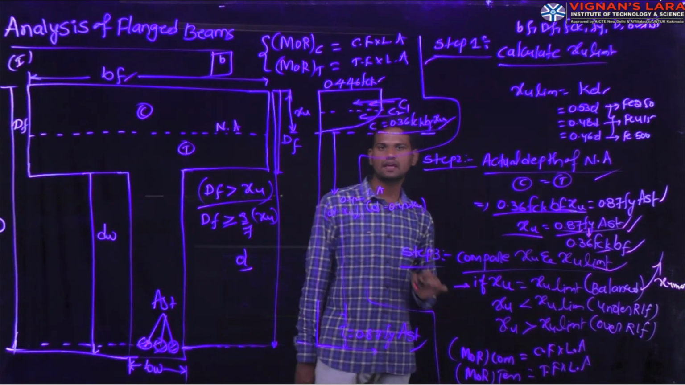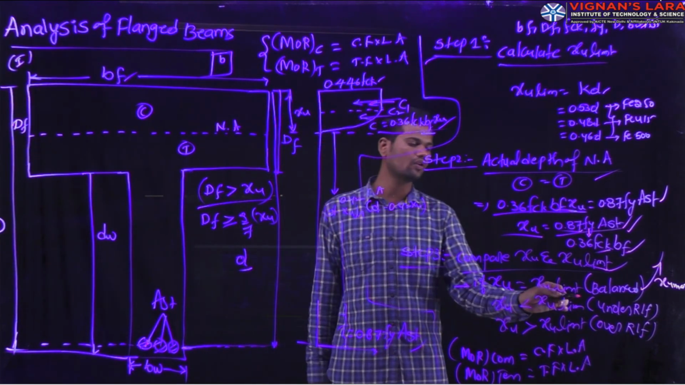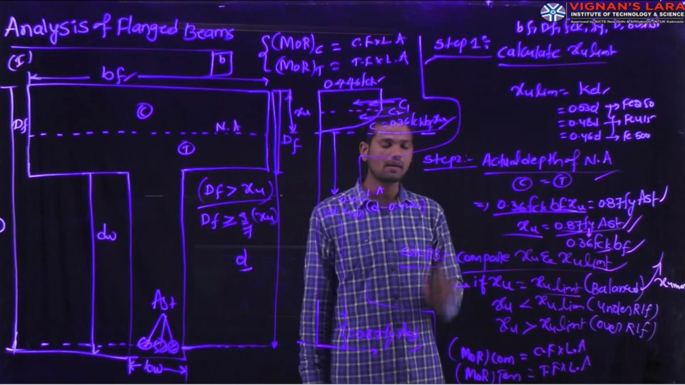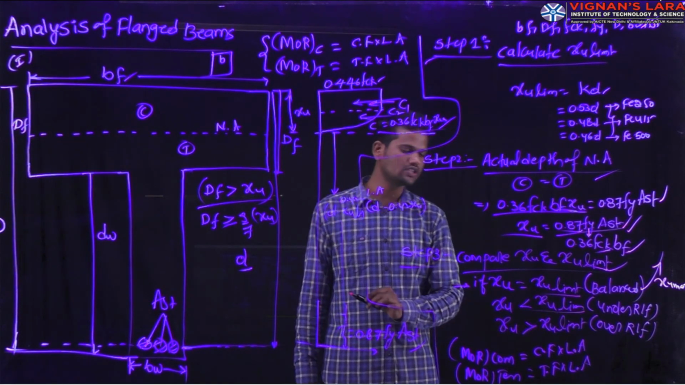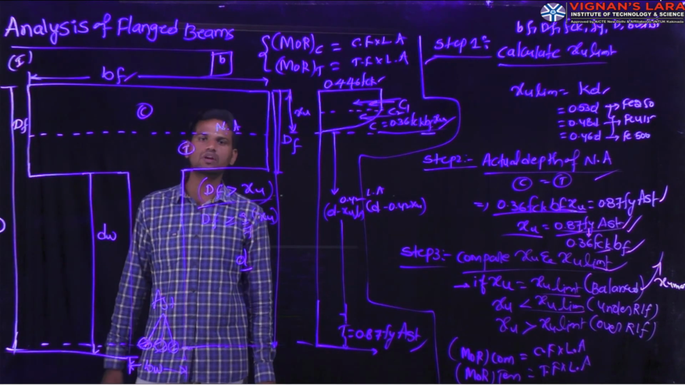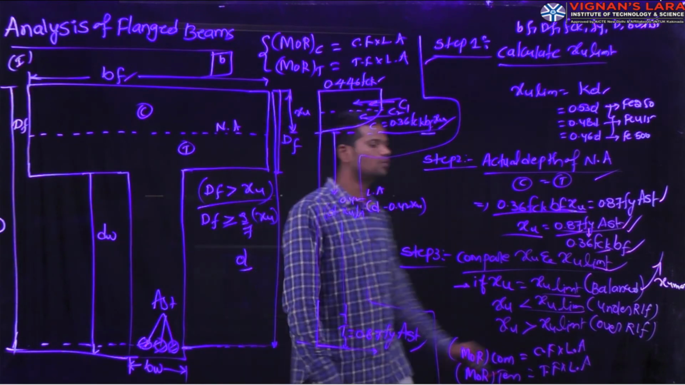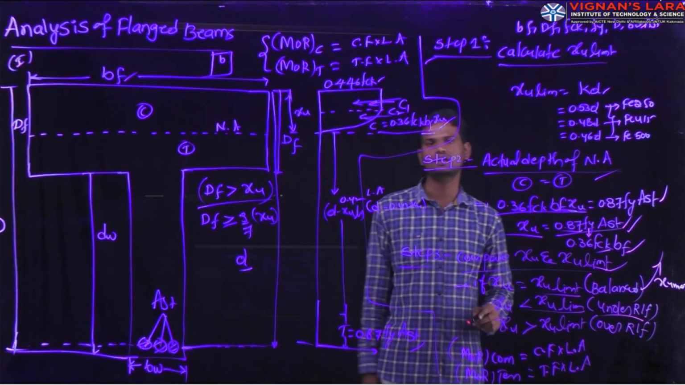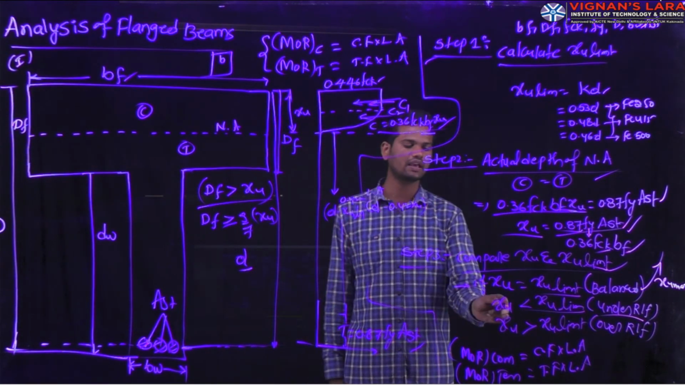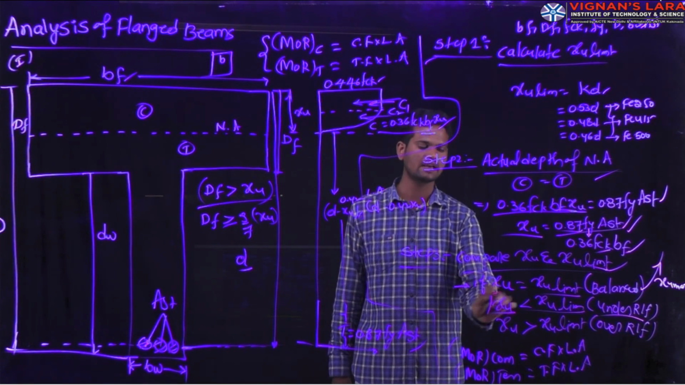For designing the balanced section, for analyzing the balanced section we should take this value as XU limit or XU max. Again, if XU is less than or equal to XU limit, that means the actual depth of the neutral axis is less than the limiting depth of the neutral axis. In such a condition we name it an under reinforced section. For under reinforced section we take the value as XU.